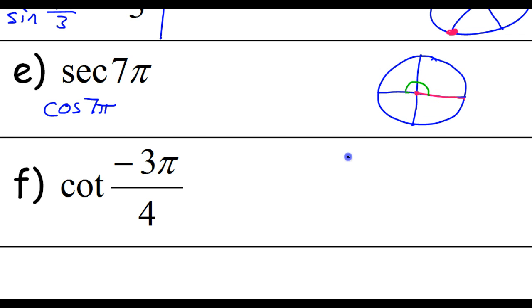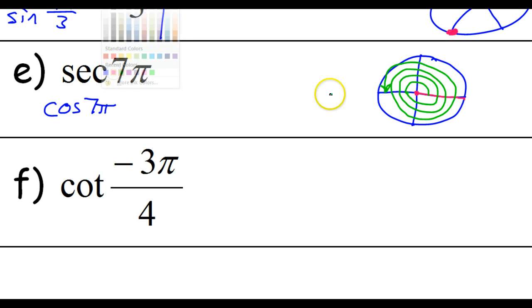So do you get that if I go halfway, that's pi? So that's 1 pi, 2 pi, 3 pi, 4 pi, 5 pi, 6 pi, 7 pi. All right, so the key is if you count all the way around, do you see that 7 pi will land you right here? Okay?